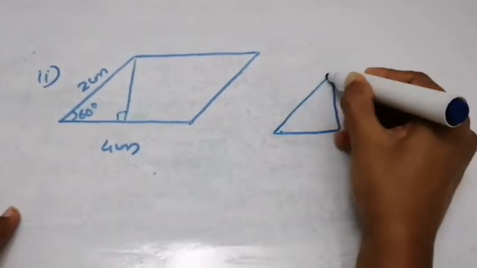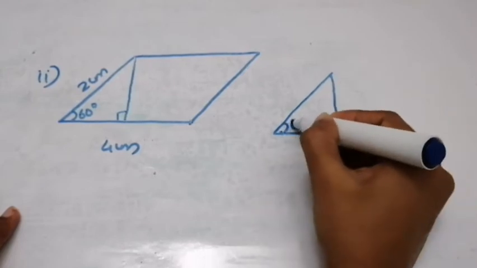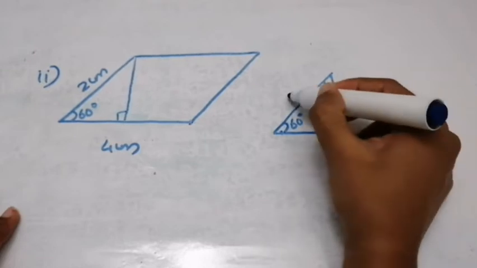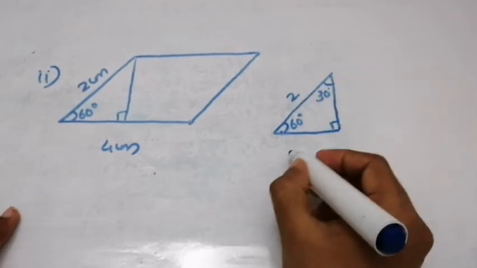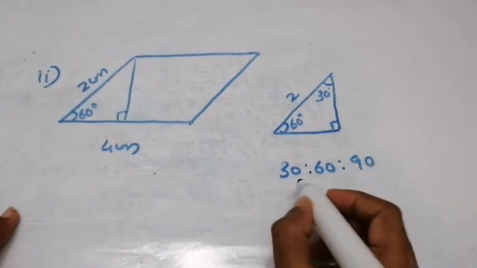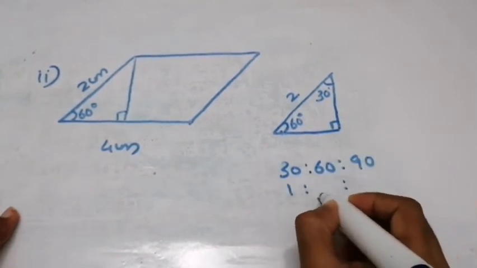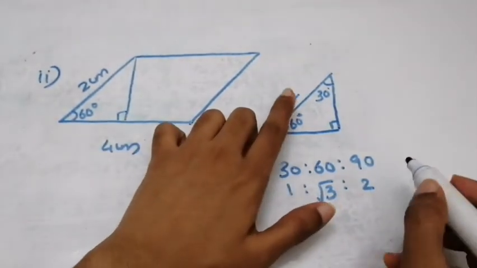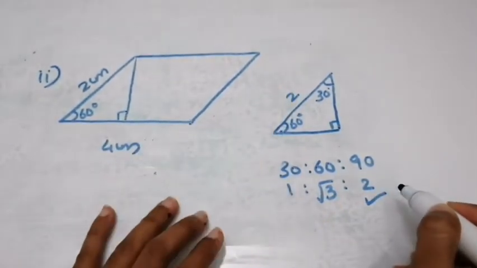Okay, so this is 90 degree, here it is 60 degree, then how much is this angle? 30 degree, and they have already given you the side opposite to 90 degrees too. So let us write the combinations. So 30, 60, 90, 1 is to root 3 is to 2. So here 90 opposite is 2. It's already here, so we don't have to write anything more.